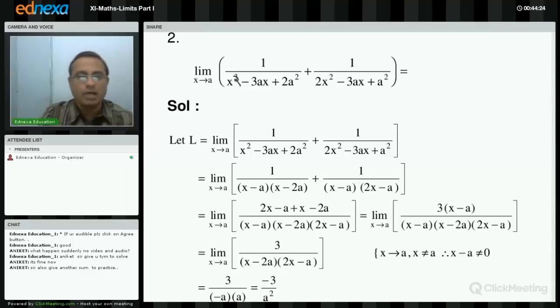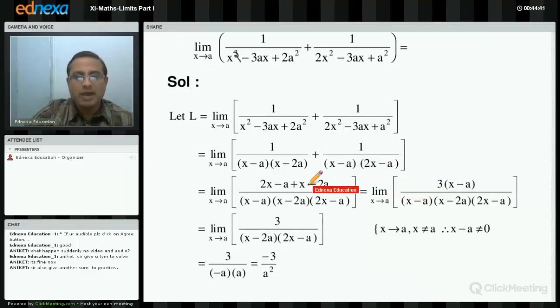Consider the second denominator. Again, x minus a is first factor. X into which term is 2x square? X into 2x is 2x square. Minus a into which number is plus a square? Minus a into minus a. As simple as that.